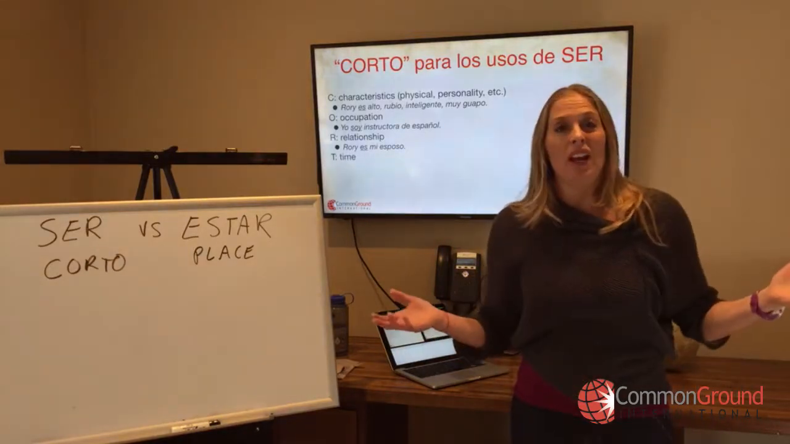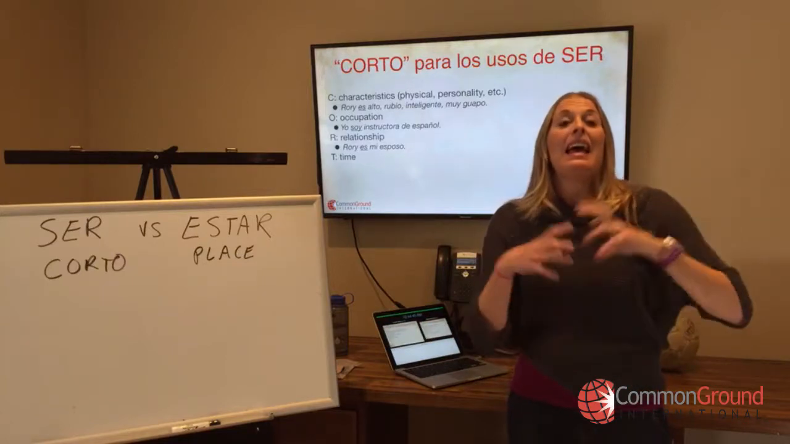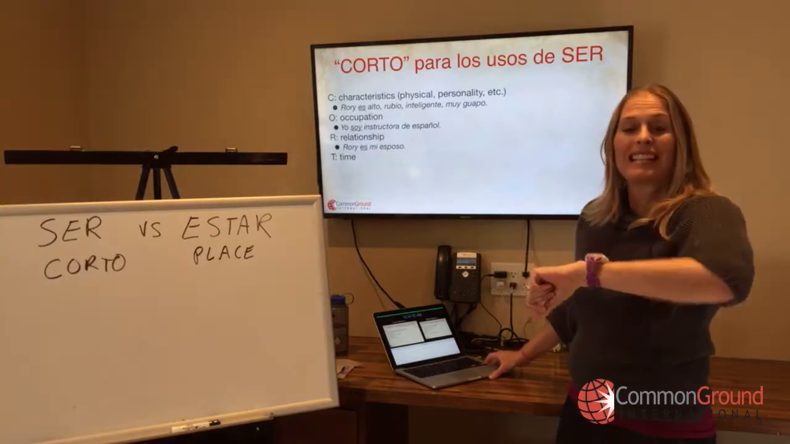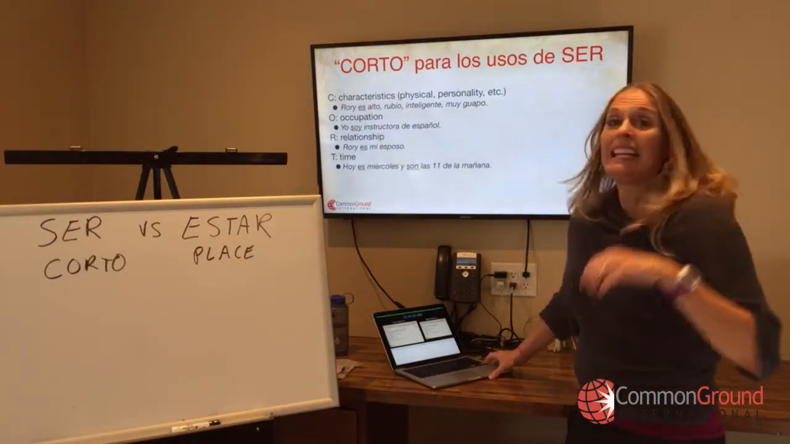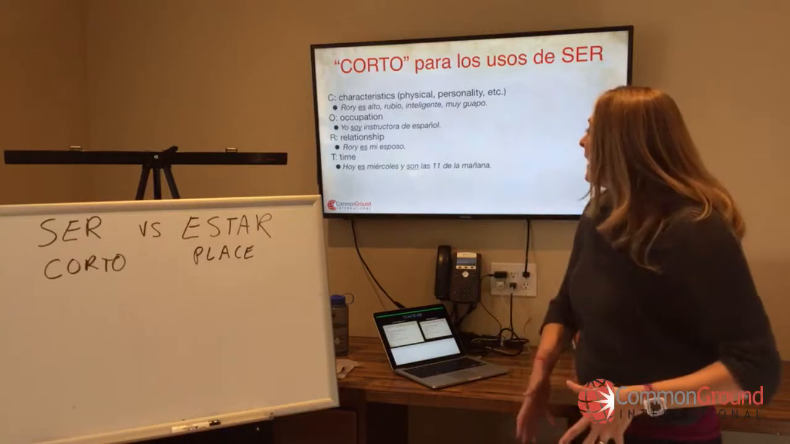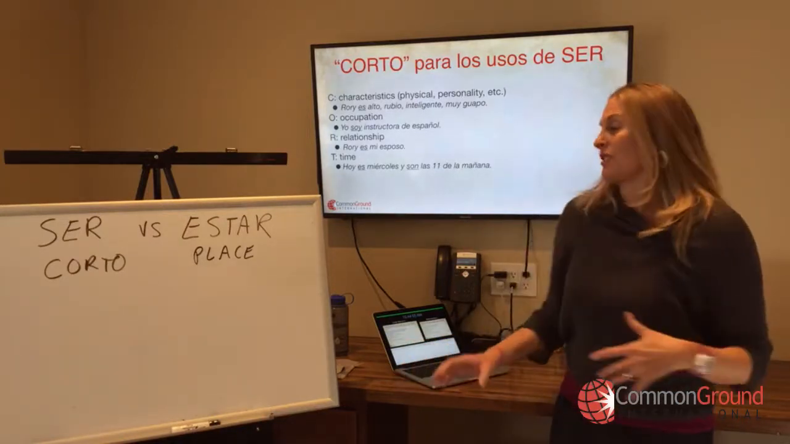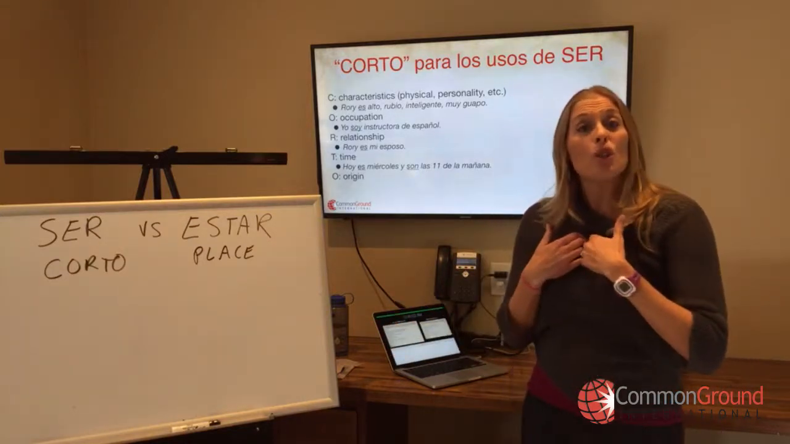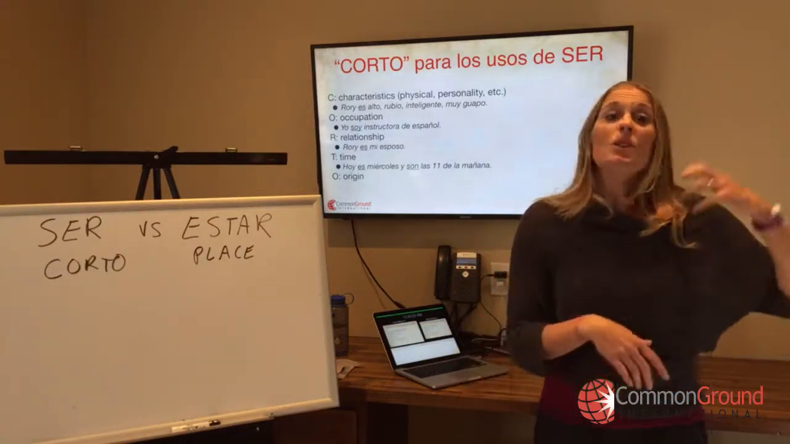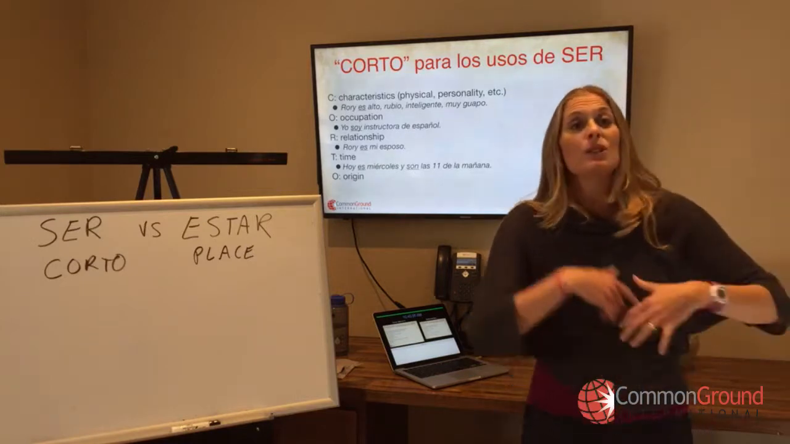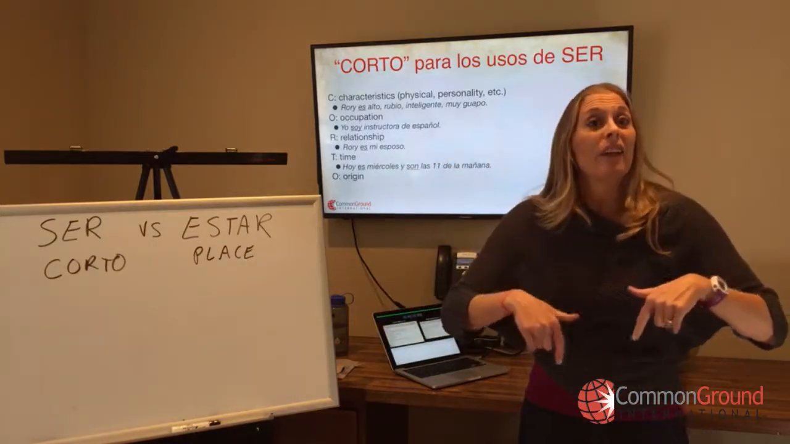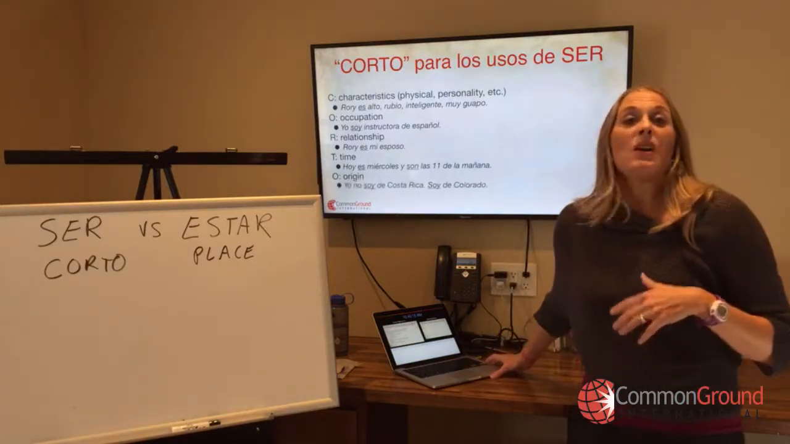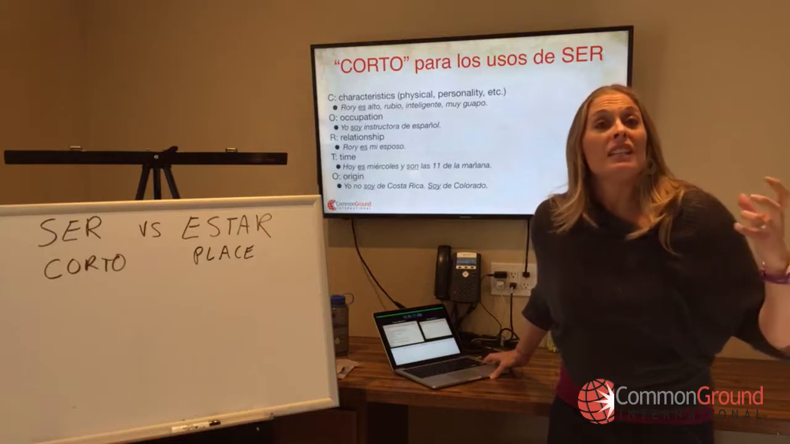Time, siempre con time es el verbo ser. So en este momento son las 10:44 en Colorado. Hoy es miércoles, son las 10:44. Y origen, yo soy de Colorado. No soy de Costa Rica, no soy de Nicaragua, soy de Colorado. ¿De dónde es usted? Where are you from? So origin is with ser.